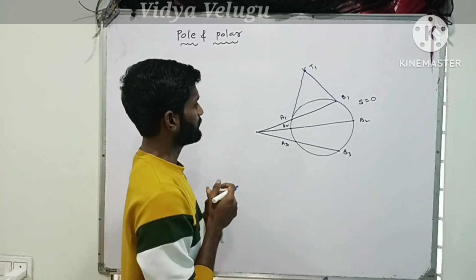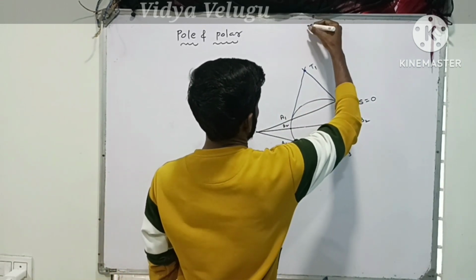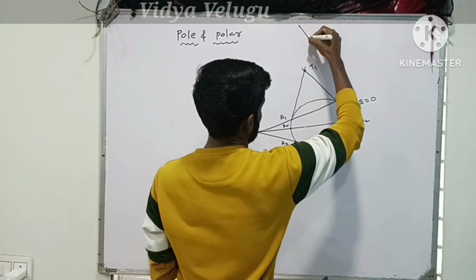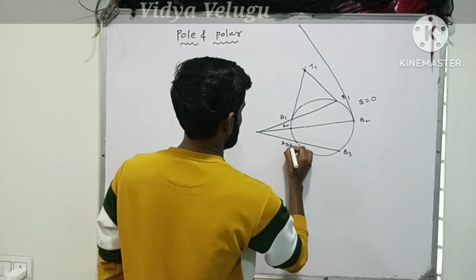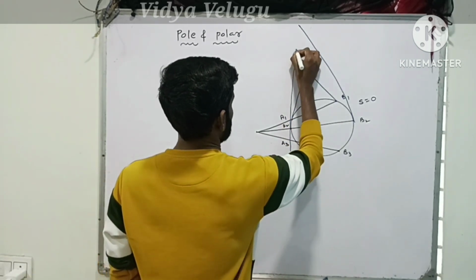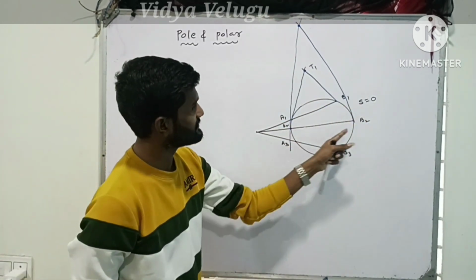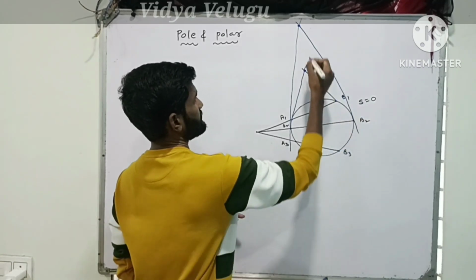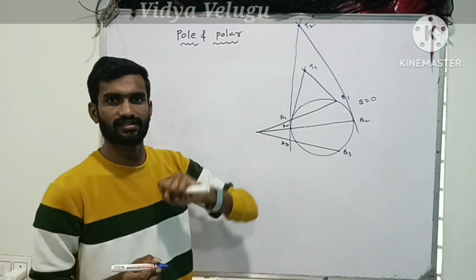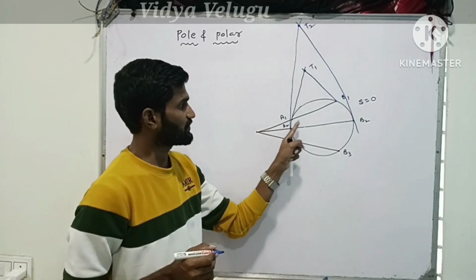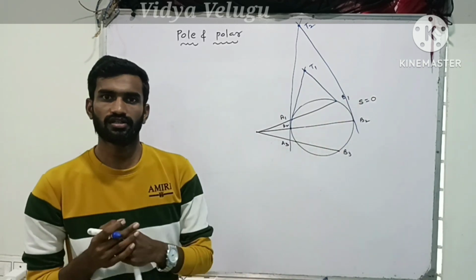Next here, I am going to take the tangents at A2 and B2. So this is the tangent at A2 and this is the tangent at B2. Now just observe, these two also intersected at another point, that is T2. So this is the point of intersection of the tangents drawn from A2 and B2 with respect to the circle S is equals to 0.